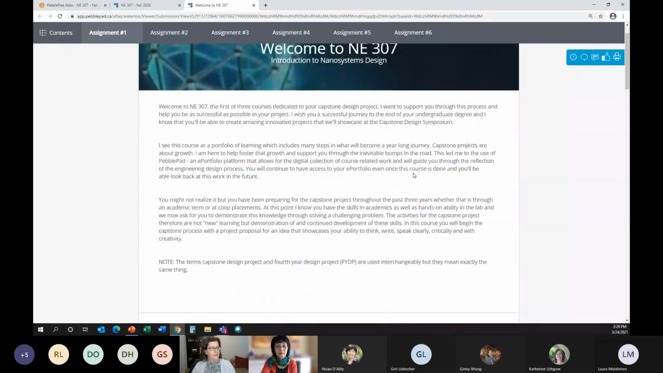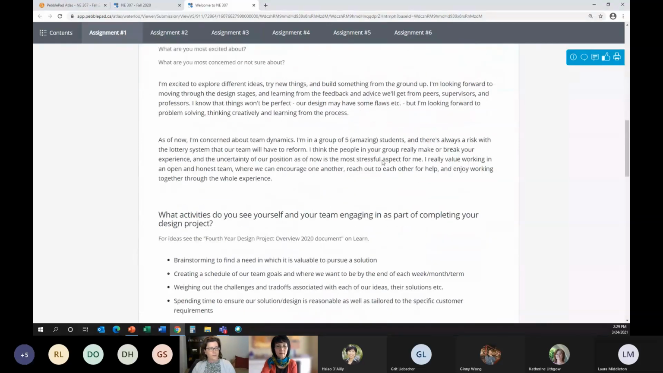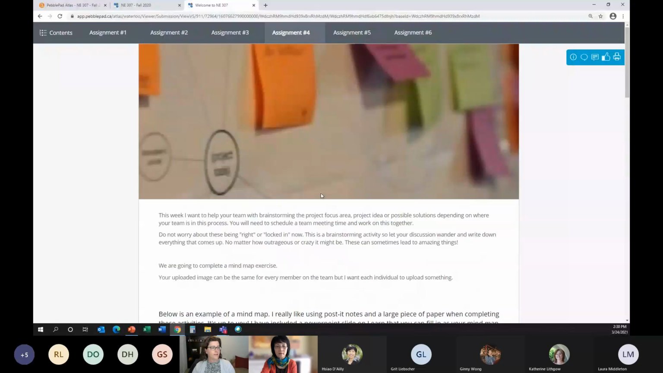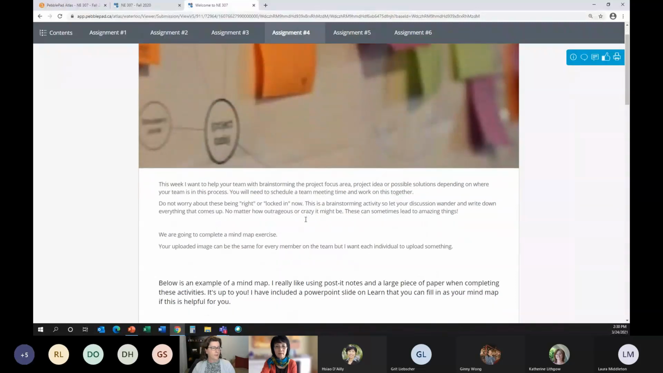This is actually an example of one of the students' responses. And so one thing I was really impressed with was how they connected with the content and really put a lot of thought and answered the questions really quite well.